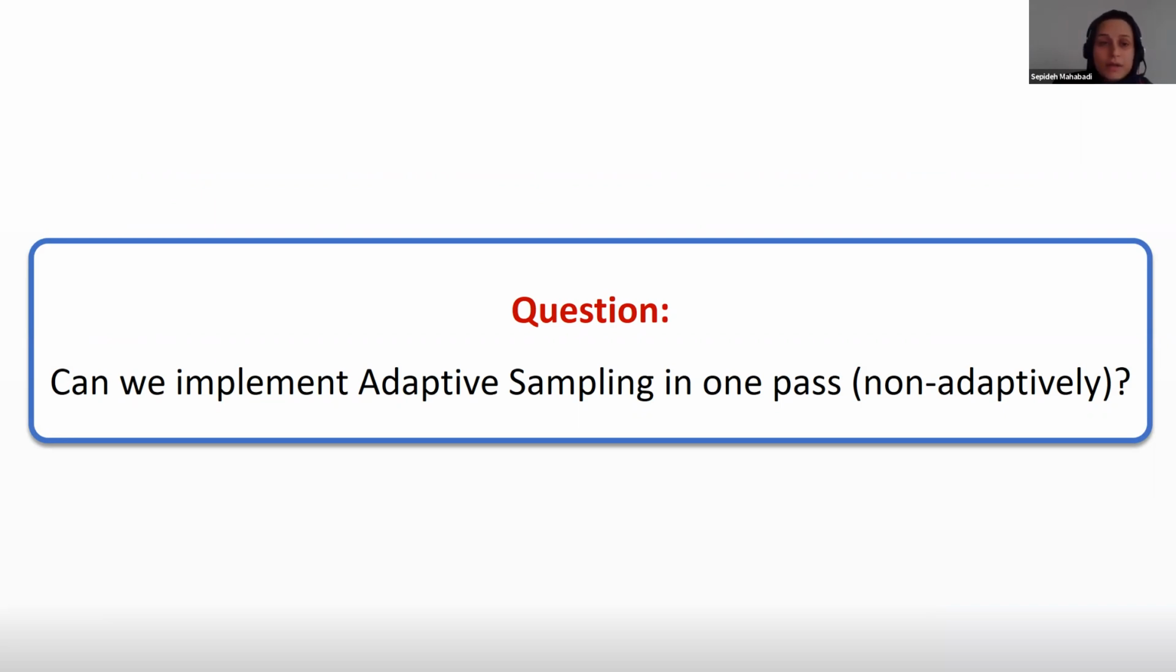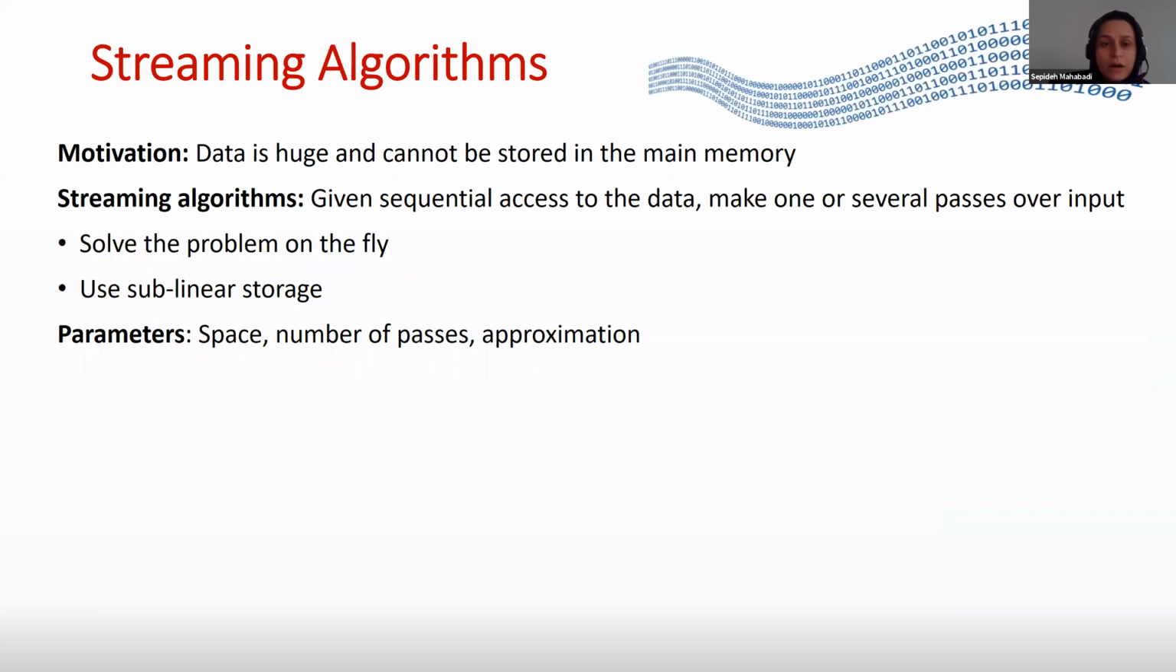So let's recap what streaming algorithms are. Streaming algorithms are one model to handle large amounts of data. In particular, it's concerned with the scenario where the data is so huge that we cannot store it in the main memory. So the data is stored somewhere else on the disk, and we can only make sequential passes over the data. And we would like to solve our problem on the fly, meaning that we would like to use a small amount of storage. By small, I mean sublinear. And the parameters that we care about here are space, number of passes, and approximation.